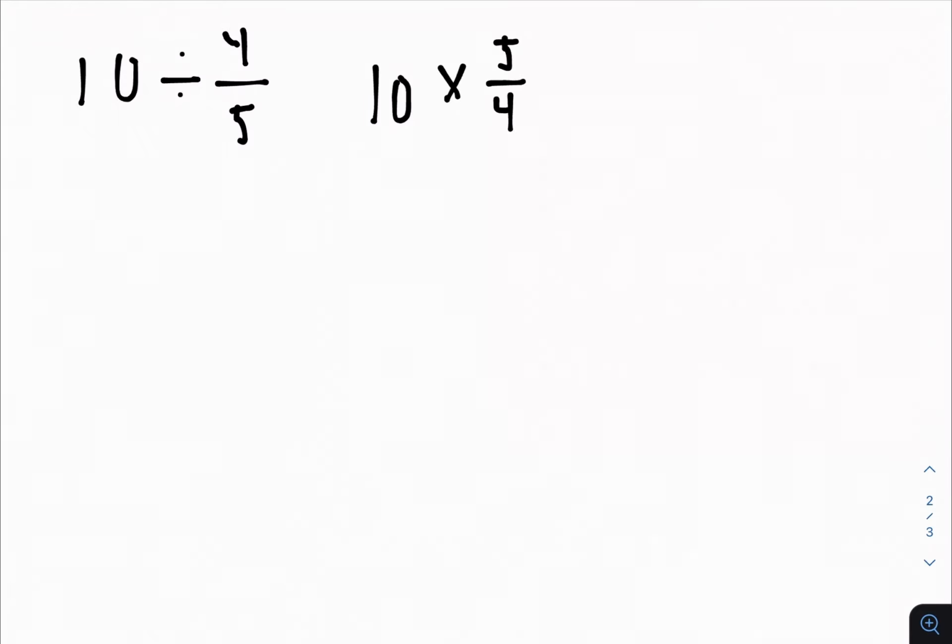So for example, let's do 10 divided by 4/5. Since 4/5 is being divided, we flip the 4 and the 5, and we get 5/4. So it is 10 times 5/4. Now, we multiply the 10 by the 5/4, and we get 50/4. And we can simplify, since 4 goes into 50 12 times and has a remainder of 2, that equals 12 2/4, or 12 1/2.